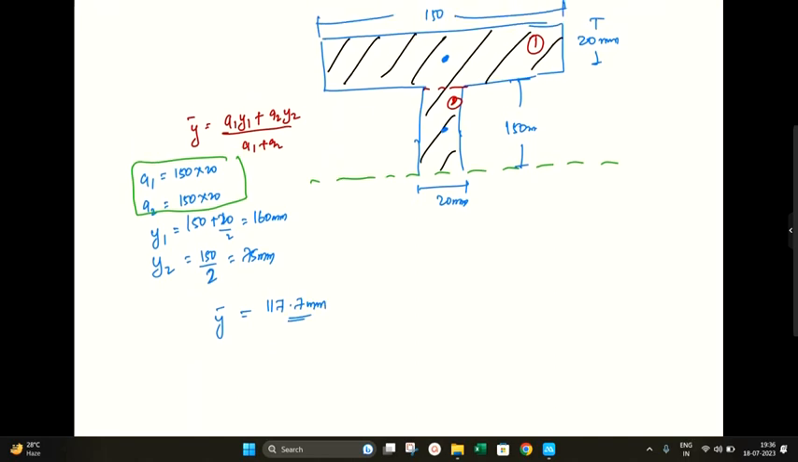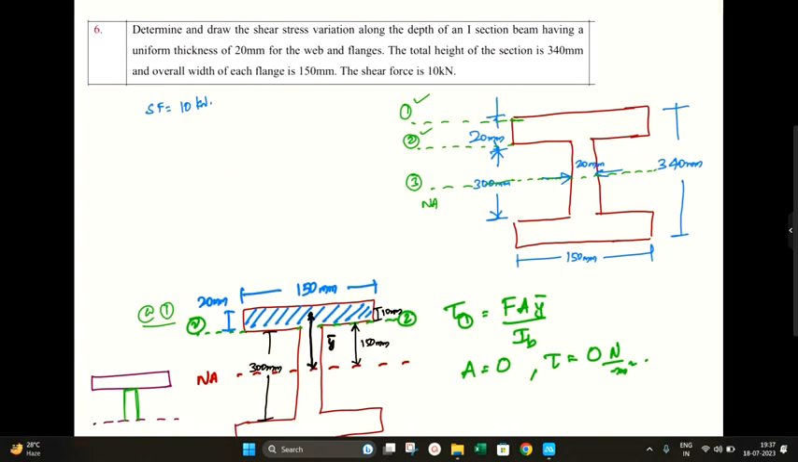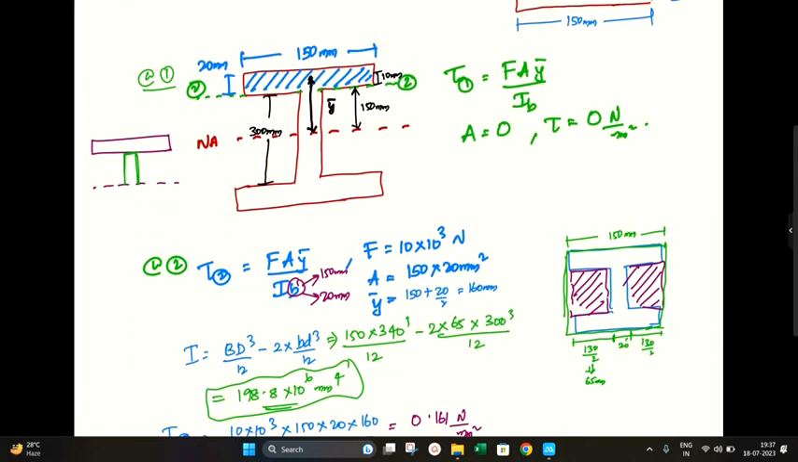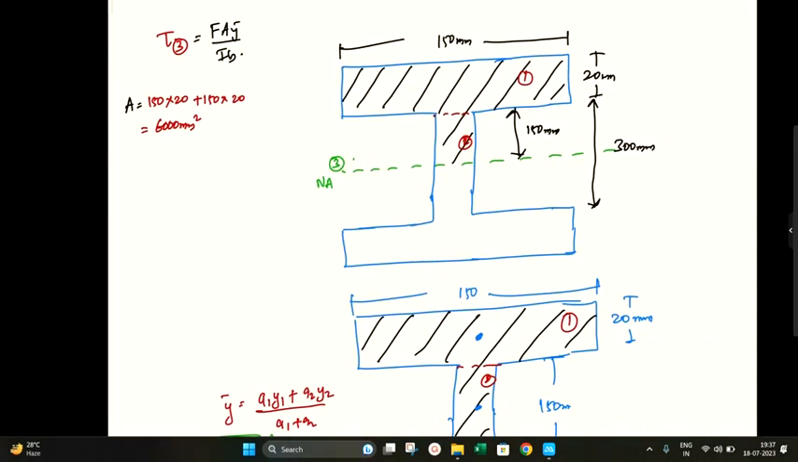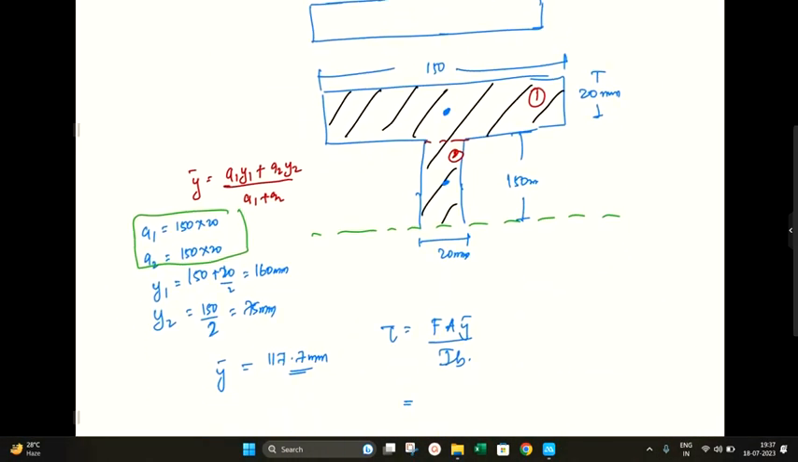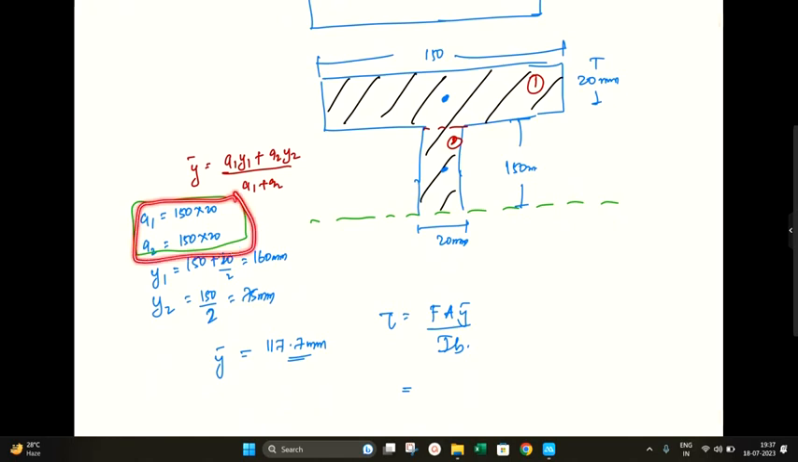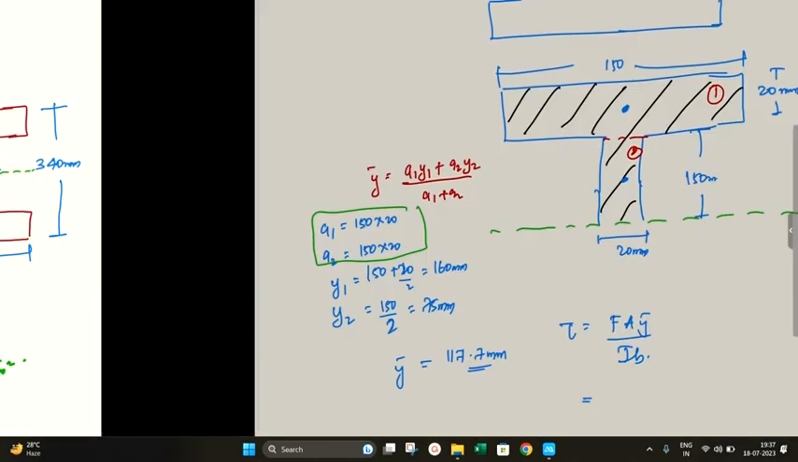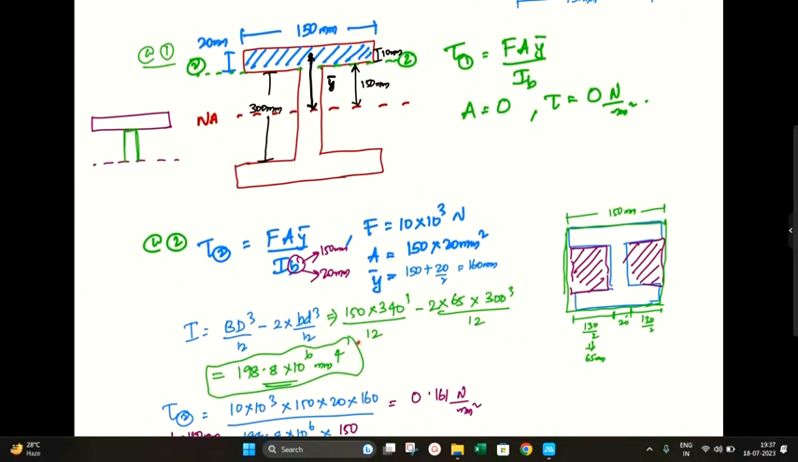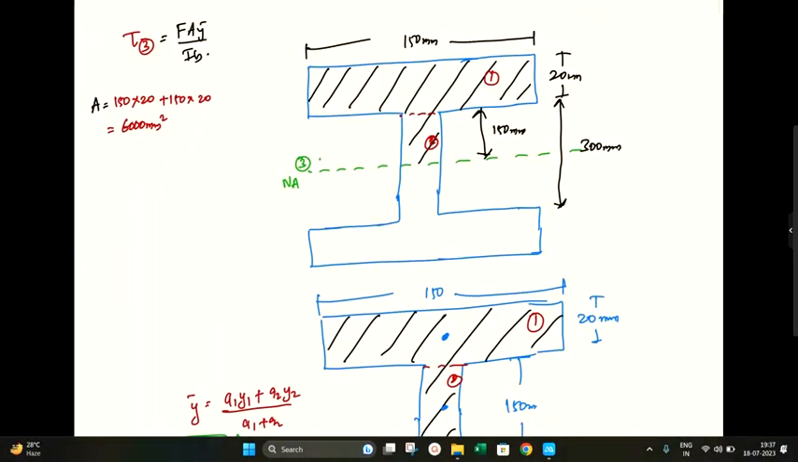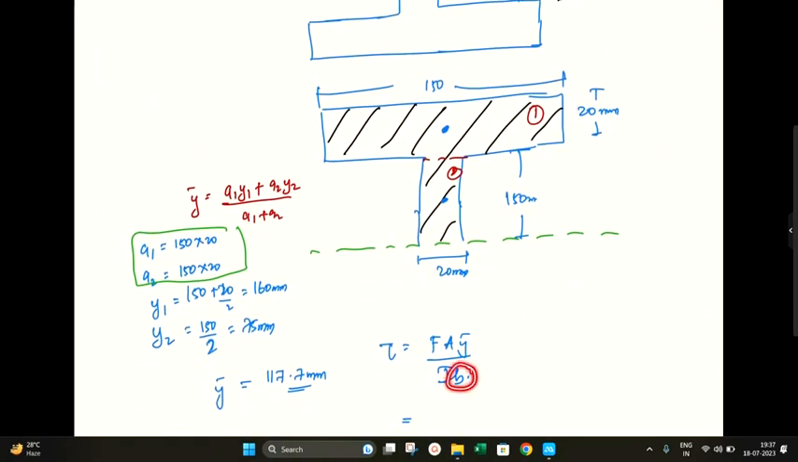So now you got the value for y bar. You know, tau is equal to F A y bar divided by I B. F is the shear force acting at this section, which is 10 × 10^3. The area is the area under consideration, that is A1 + A2, and the y bar distance is now found. I is the moment of inertia of the whole section, 198.8 × 10^6, and B is the width of the section. Here we are considering the width over here, so it is 20 mm.